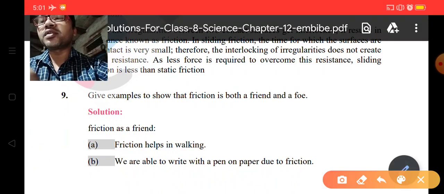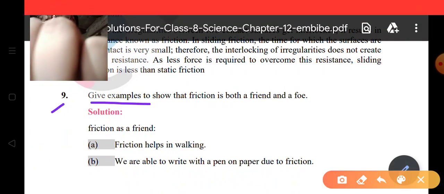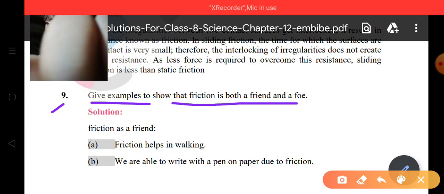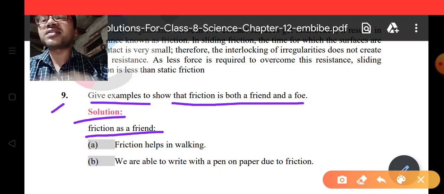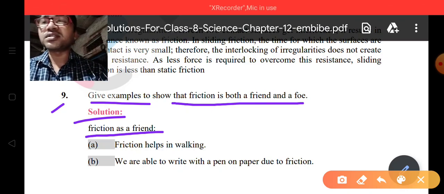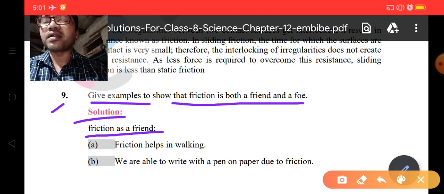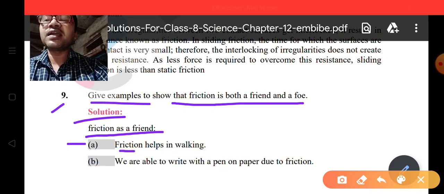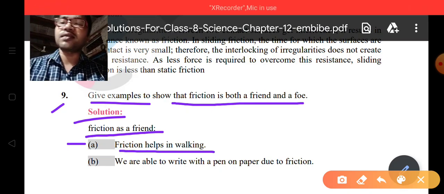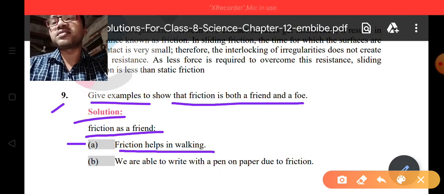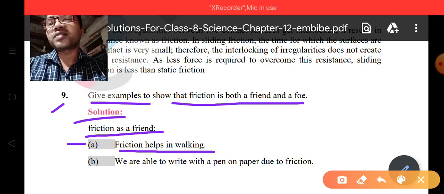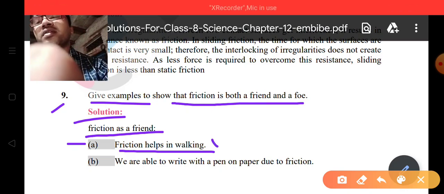So you can see the question is, give example to show that friction is both friend and foe. So solution is here. Friction as a friend. Let's see in which cases friction is friend. First one is, friction help us in walking. Yes. So if someone help us, then we consider them as a friend. So friction help in walking. So friction is a friend.